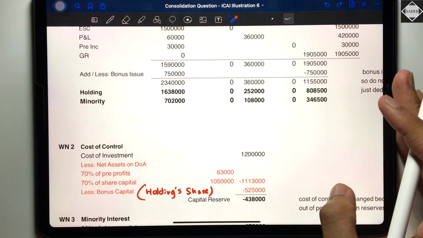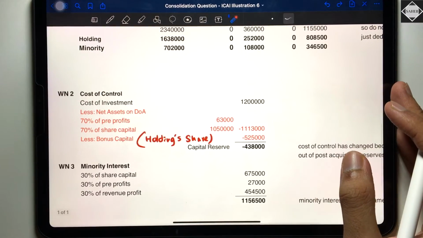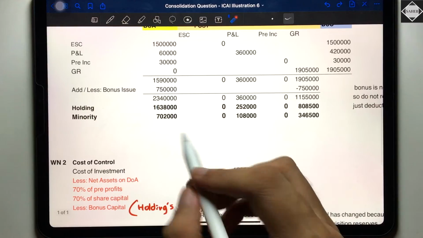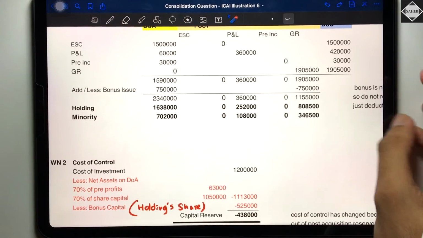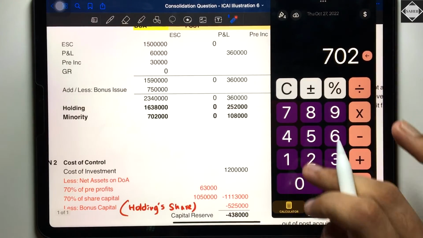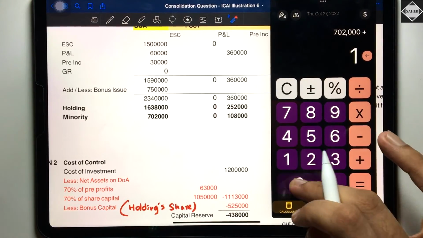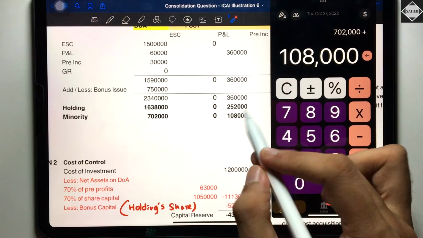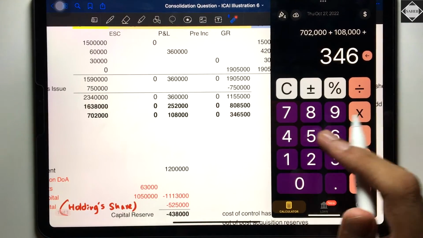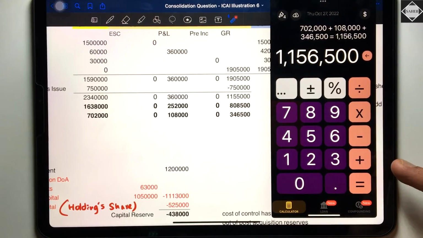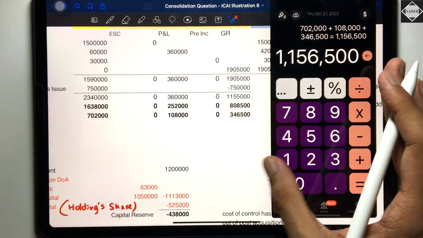Capital reserve 4 lakh 38. Simple. And then we have minority interest. Minority interest is really simple. As I've already told you, just take this and this, and just add them. See here, 7 lakh 2,000 plus 1 lakh 8,000, plus 3 lakh 46,500, that's equal to 11 lakh 56,500.